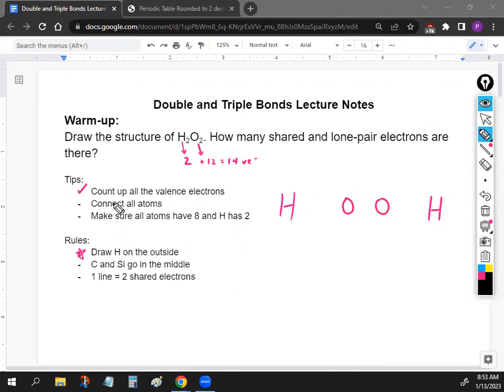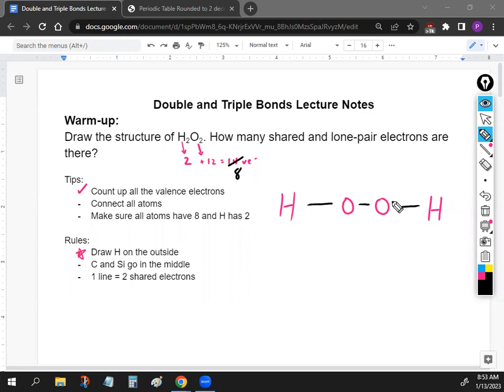Okay, next we're going to connect everybody together. So hydrogen connects to oxygen, this hydrogen connects to oxygen, and then let's connect the 2 oxygens together. That way everybody is connected. All right, so we drew 3 lines. If we draw 3 lines, how many electrons do we use? 6, yeah, because each line is 2. So we use a total of 6, so we've got 8 left.